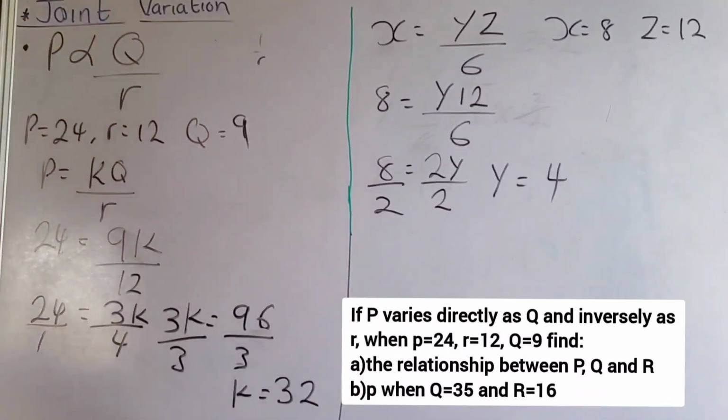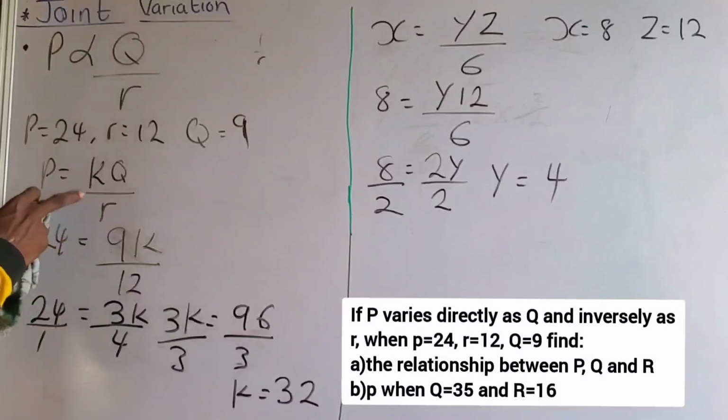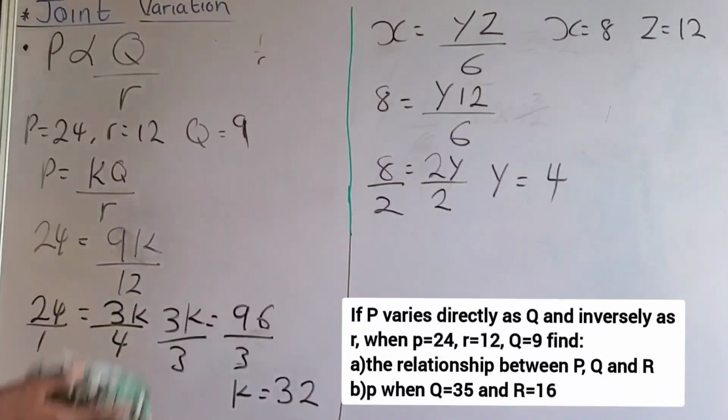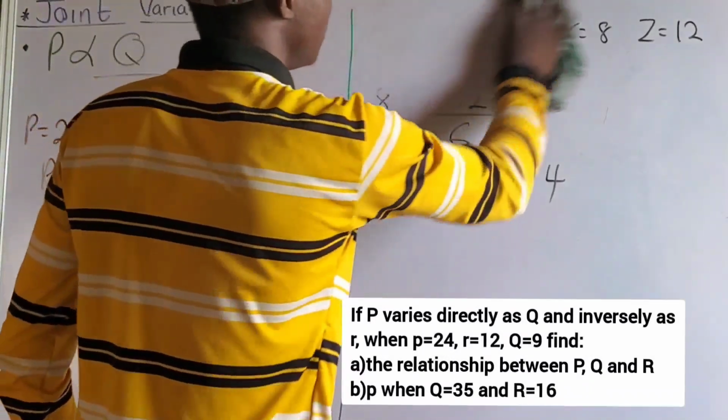Now, having gotten the value of K as 32, we can determine the relationship between P, Q, and R by substituting the value of K as 32 into this. Do you understand? Okay, let's erase this.